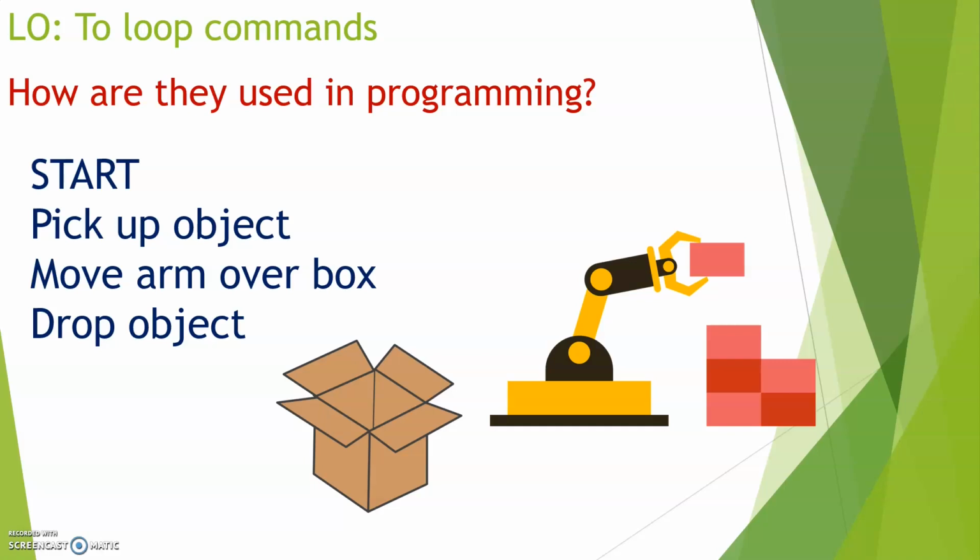The first thing it needs to do is pick up the object, then it needs to move the arm over to the box, and then it needs to drop the object. So I am telling the robot exactly what I want it to do there using those commands. So I've created a program to make this robot do what I want it to do using commands.